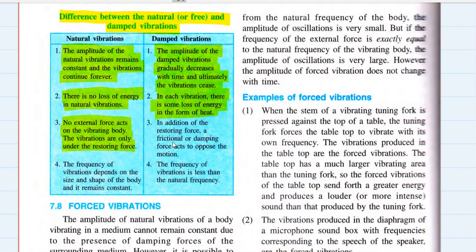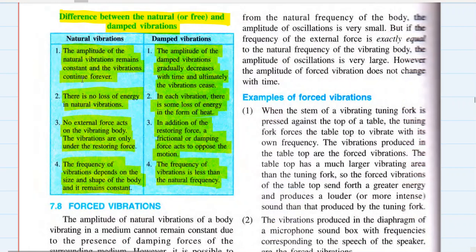But in damped vibration, in addition to the restoring force, a frictional or damping force acts on the body to oppose the motion, the vibration. In natural vibration, the frequency of vibration depends on the size and shape of the body and it remains constant. In damped vibration, the frequency of vibration is less than the natural frequency. So in natural vibrations, the body vibrates with its own natural frequency. But in damped vibration, the body vibrates with a frequency less than its natural frequency.